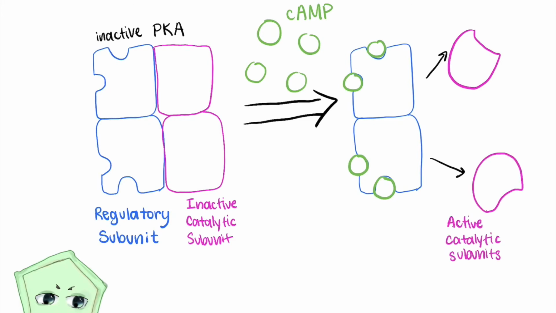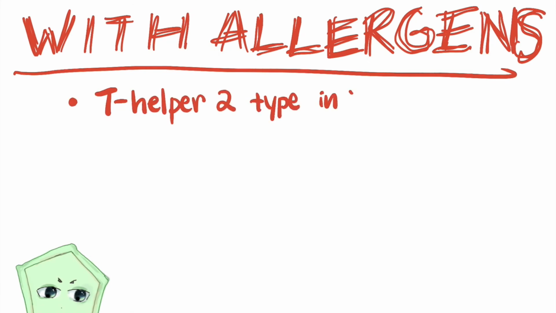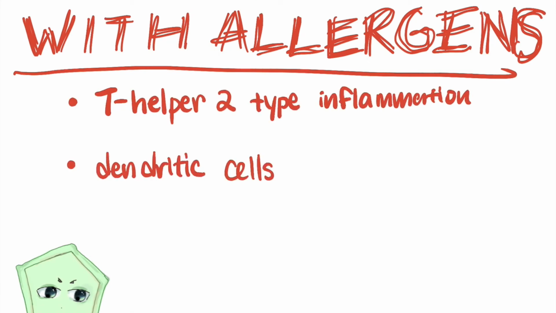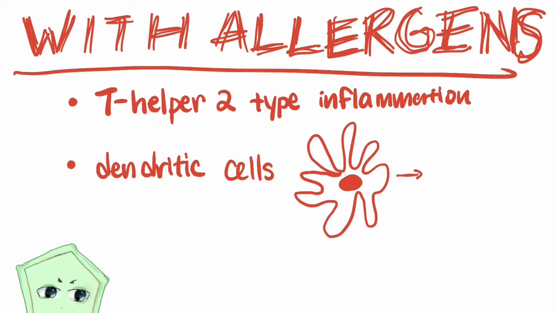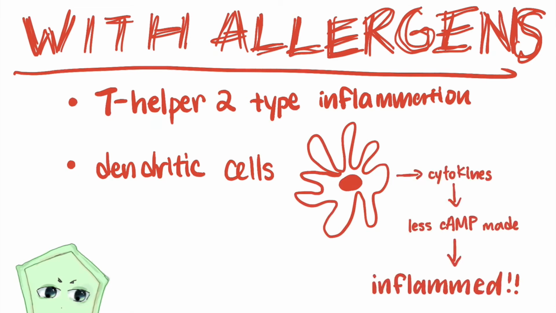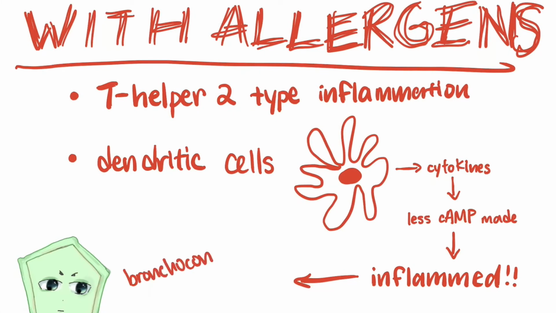intracellular events. But when allergens are present, T helper 2 type inflammation happens, and this involves dendritic cells, a type of white blood cell which reduces the production of cAMP. Less production of cAMP increases asthma symptoms by triggering more inflammation, which causes bronchoconstriction.